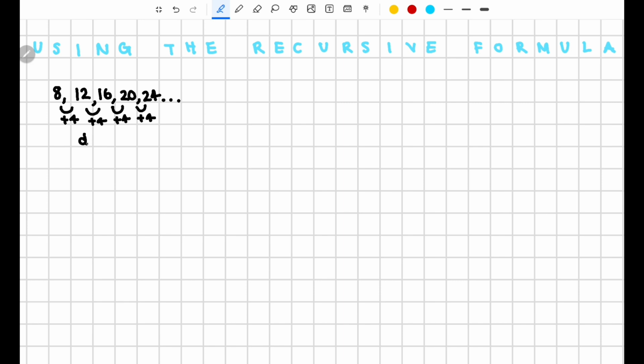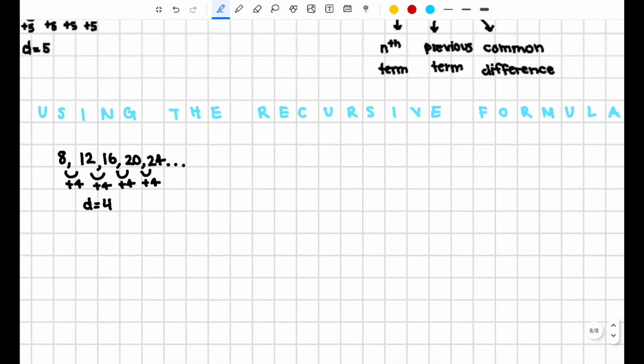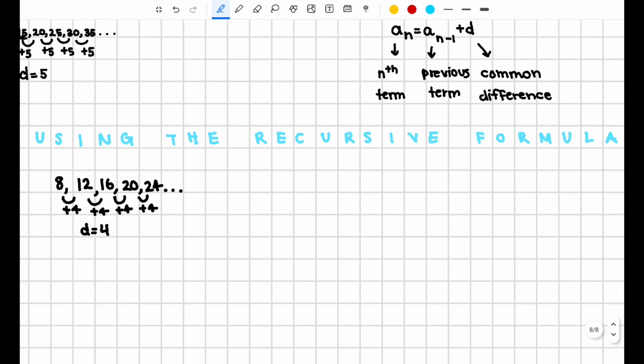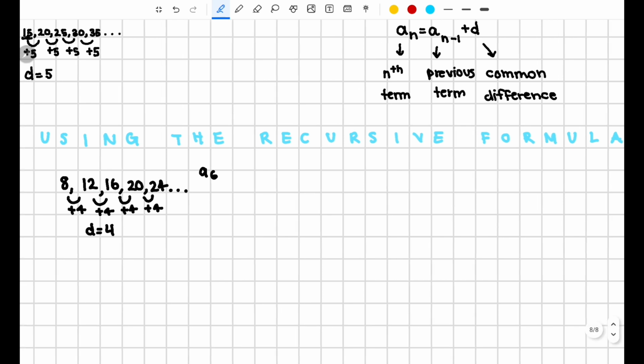So d is 4. Now that we have identified the common difference, we just need to use this recursive formula to find a sub 6. We want to find the next term because we have a sub 1, a sub 2, a sub 3, a sub 4, and a sub 5. So now we want to find the next term in the sequence. Alright, so the 6th term is equal to a sub 6 minus 1 plus d.